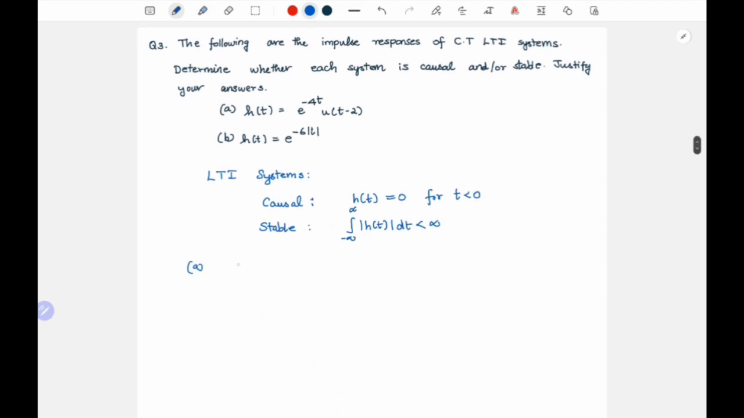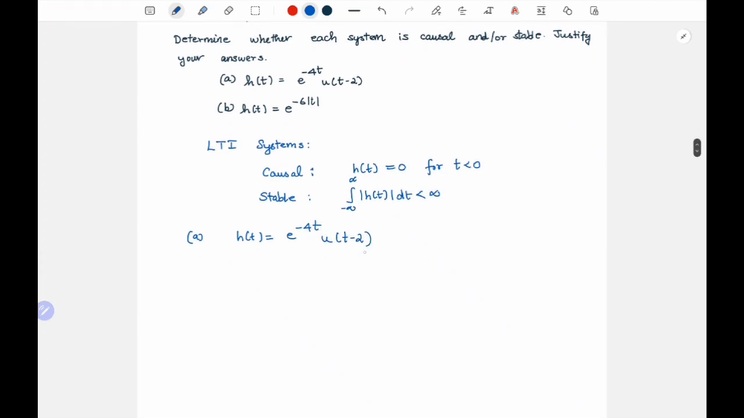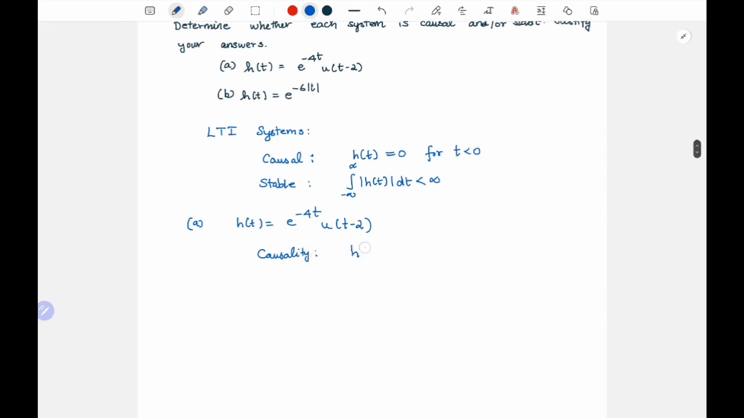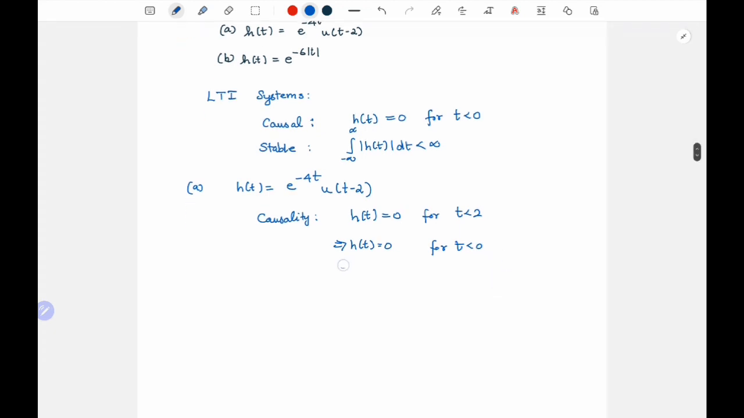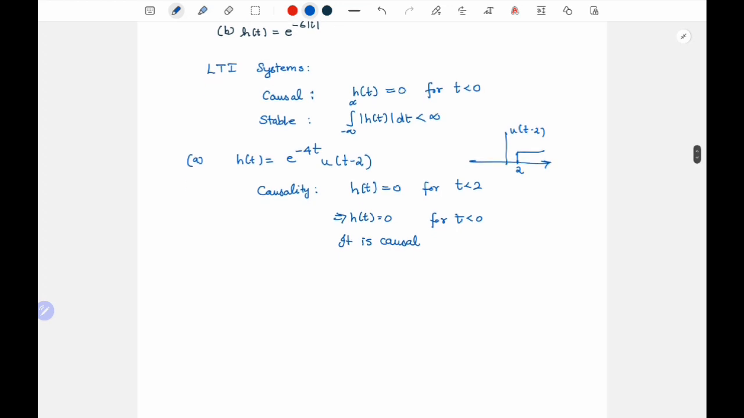So the first system, what do we have? h of t is e power minus 4t u of t minus 2. First let's check causality. For this particular case, h of t is equal to 0 for t less than 2 itself, which implies h of t is equal to 0 for t less than 0 also. So it is causal, right? Because u of t minus 2 starts from 2 only. So u of t minus 2 is like this. Okay, so it is a causal system.